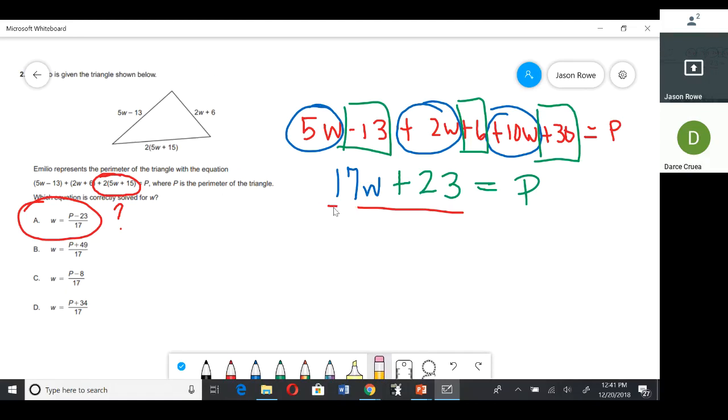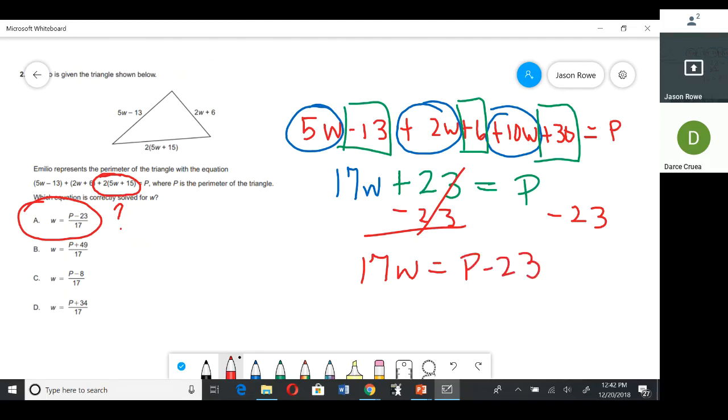So to solve this for W, we would subtract the 23 from both sides. Okay, that would give us 17W equals P minus 23. We cannot combine those because they're not like terms, so it stays an expression. And then we divide the whole thing on both sides by 17. And sure enough, A was the correct answer.